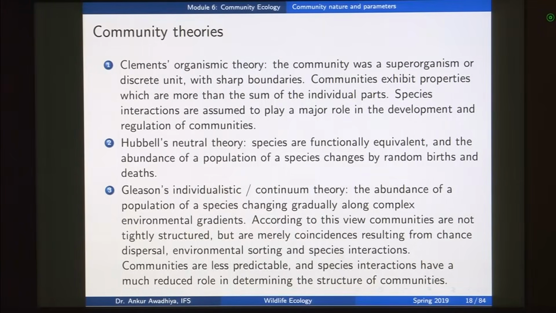So, what Clements thought was that these communities behave like organisms. Just like in our case, we have different organ systems, we have different organs that are working together so that we are able to survive and persist.